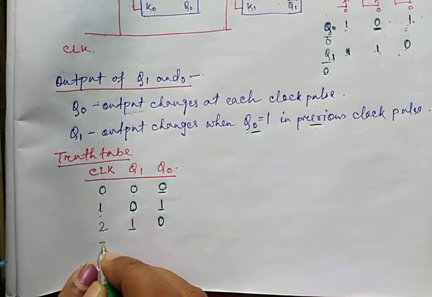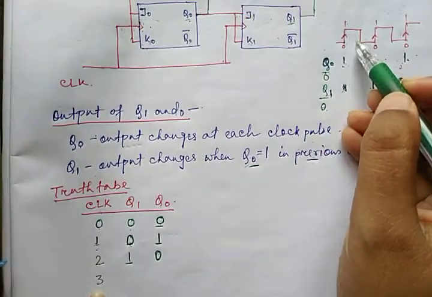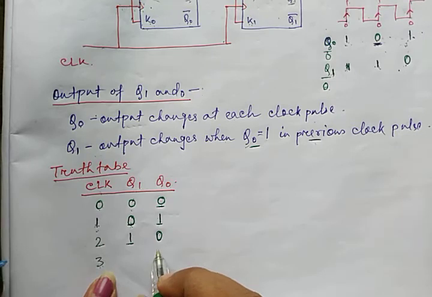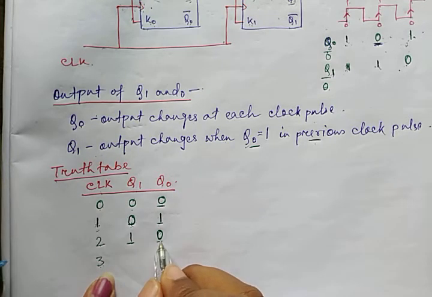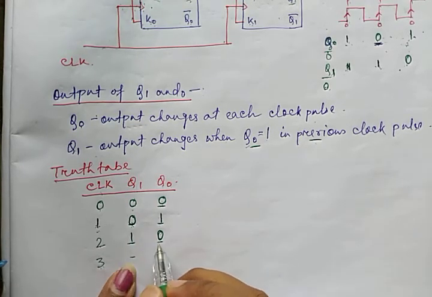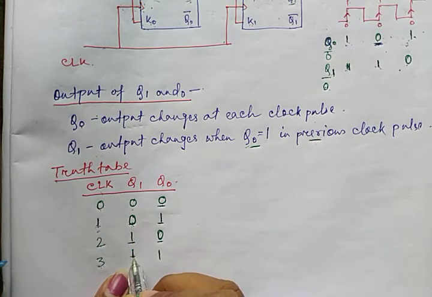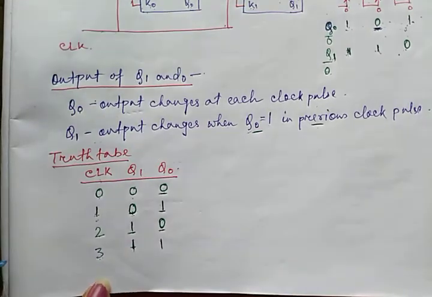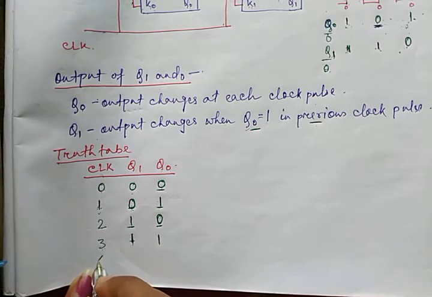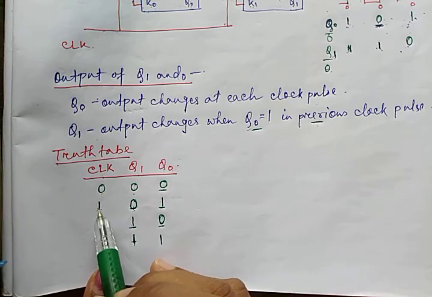Okay, again for the next clock pulse, mind it, all the time it will change during the positive clock pulse. Next clock pulse means next positive clock pulse. Q0 changes. Q0's previous value is 0, so now it will be 1. And again for the Q1 value, its previous value Q0 was 0, so it will not change, it is now 1. Okay, again, if we feed the next clock pulse, that is 4, as you can see there are already 4 states, 0 1 2 3.